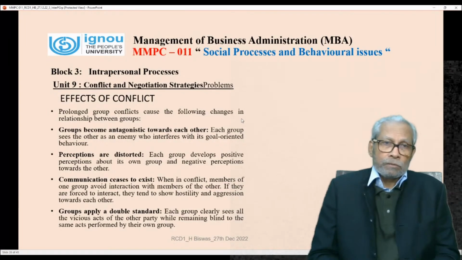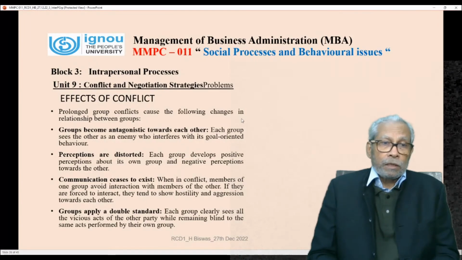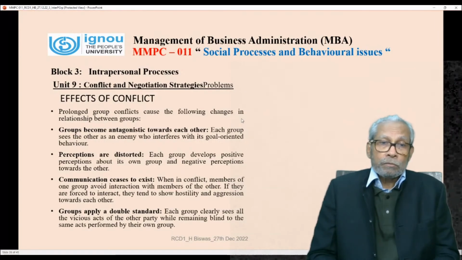Perceptions are distorted. What perceptions are there? People have already learned ideas, ideology, or whatever things are there, and it will be distorted. Communication ceases to exist. Totally, it will be gone. People cannot hear each other, nobody bothers about other things. So respect for each other will also be less.